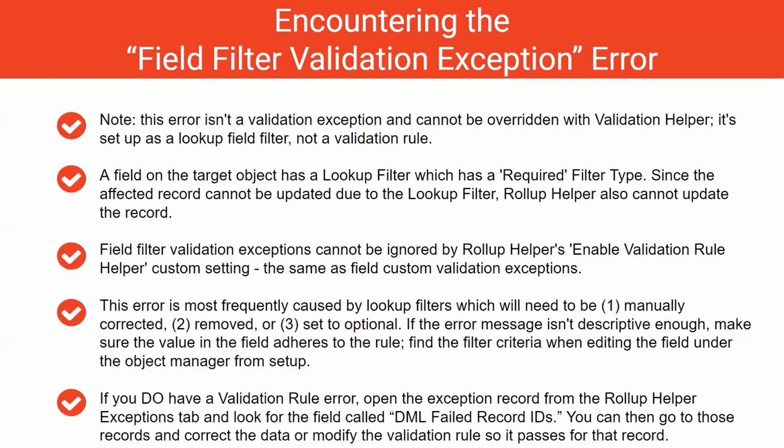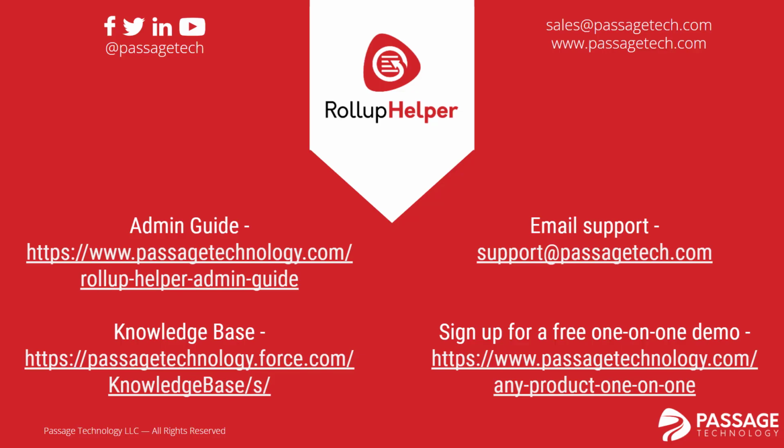If you do have a validation rule error, open the exception records from the Rollup Helper Exceptions tab and look for the field called DML Failed Record IDs. You can then go to those records and correct the data or modify the validation rule so that it passes for that record. If you still need help, or have other issues, there are many ways to find answers.